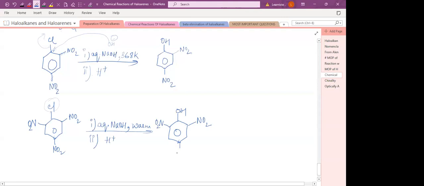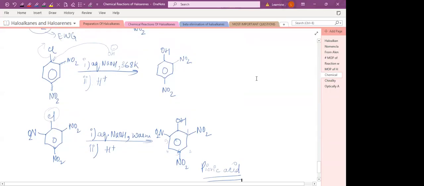What is the name of this molecule? Picric acid. Okay, so what is this? This is 1, 2, 3, 4, 5. 1, 3, 5 trinitrophenol. This is 1, 3, 5 trinitrophenol, and 1, 3, 5 trinitrophenol is also known as picric acid. This is your picric acid. Got it? Yes.